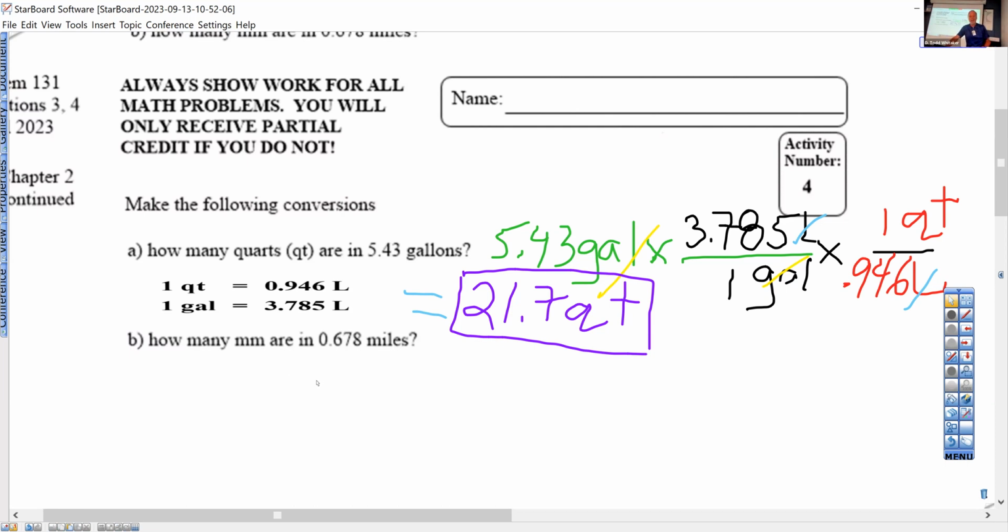Millimeters, miles. I don't think I'm going to find that directly. So we're going to go from miles to something. That's your goal. I need miles to something, and then something to millimeters. So miles to anything metric, I'm in good shape, right?